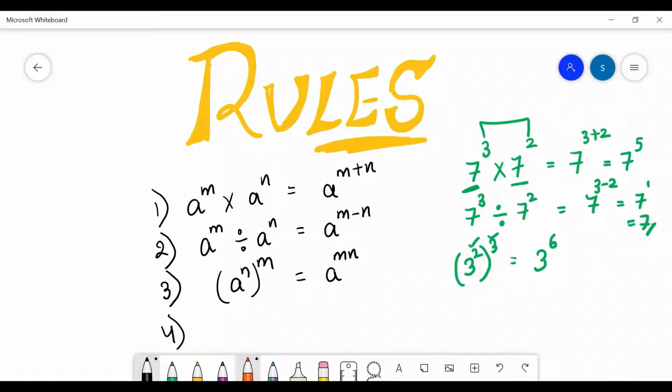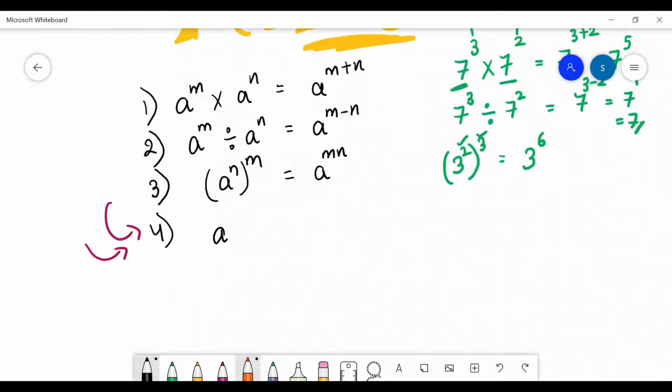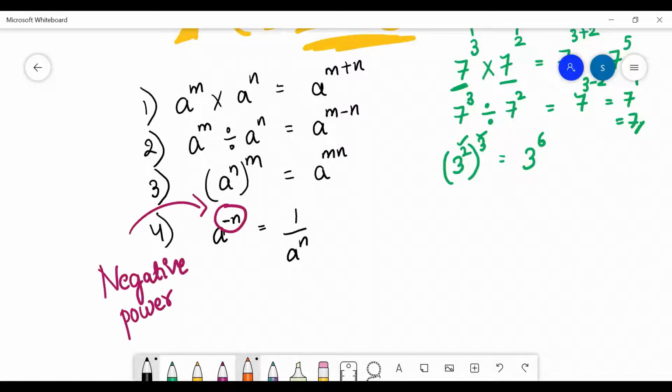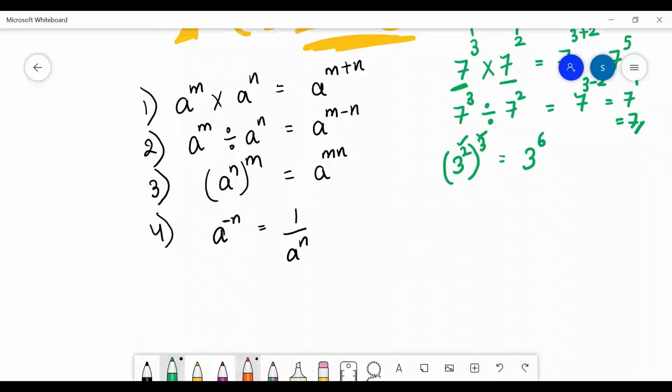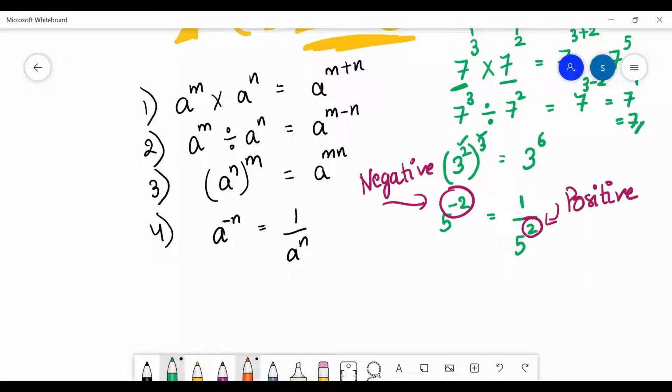Next, the fourth rule is a power minus n is equal to 1 by a power n. Whenever you have a negative power, just take the reciprocal. Let's say you have 5 power minus 2. You can simply write it as 1 by 5 power 2. So if you want to change the power from negative to positive or positive to negative, vice versa, you just need to take the reciprocal.